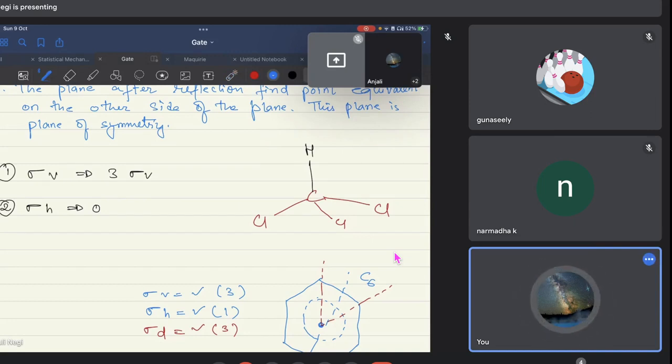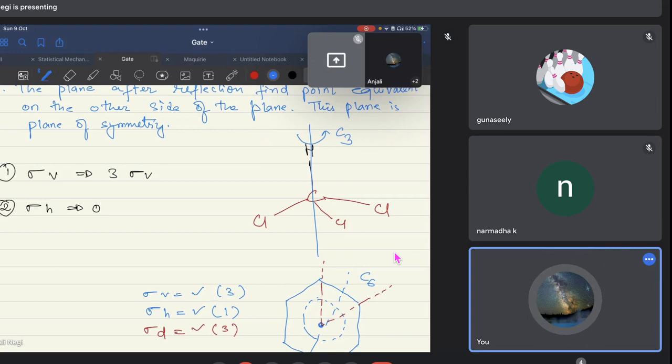So what is the principal axis here in CHCl3? C3, ma'am. Correct. So this will be my principal axis of rotation. This is C3, and there is no C2 here; only C3 is present.